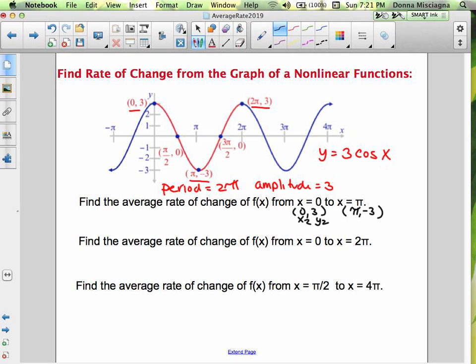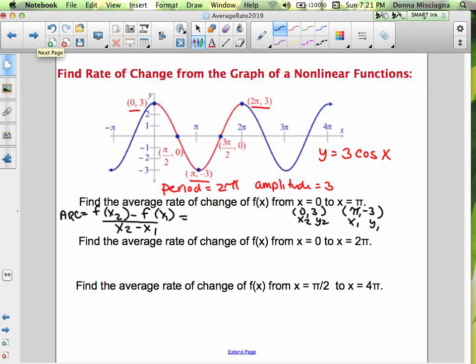And you can be x1 and y1. All right, so average rate of change is the difference in the value of the function over the difference in the x values. Right, so the value of the function is the same as y.